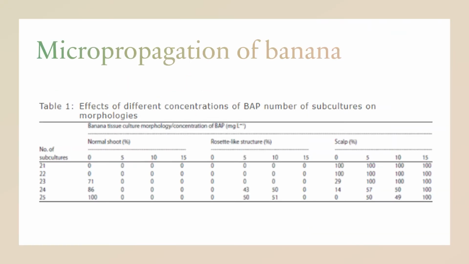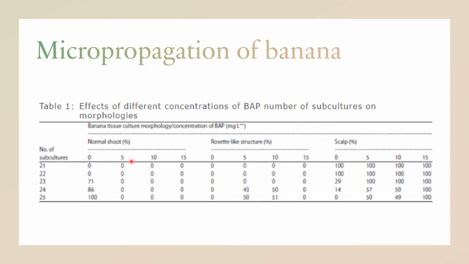The research tries to figure out the type of morphology on the tissue culture when they use different concentrations of BAP, when they increase the concentration of BAP. So the normal control here is for 0. You can see that after the 22nd subculture, the scalps actually finally resolve and grow into a normal shoot. And by the 25th subculture, all of the scalp structures initially develop into the normal shoot for 0% BAP, the control.